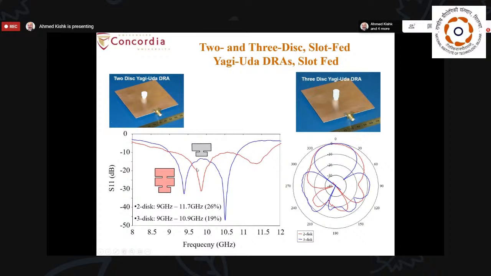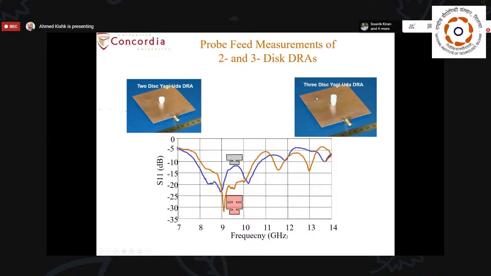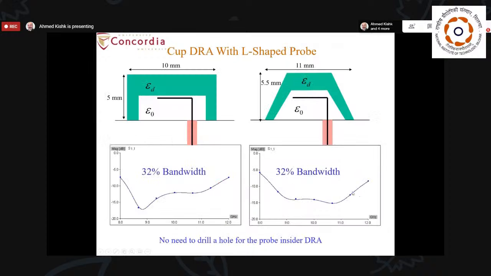And you can see here the reflection coefficient has very reasonable wide bands that can reach between 19 and 26%. And the radiation pattern, you can see that the two directors is more directive than one director in terms of the radiation characteristics. And we did the same with probe fed as well, which can give us similar characteristics.